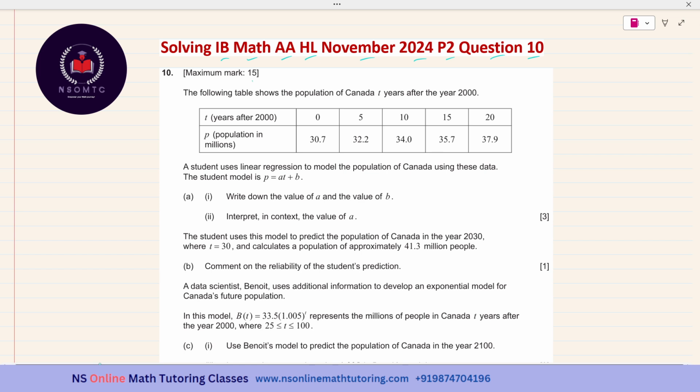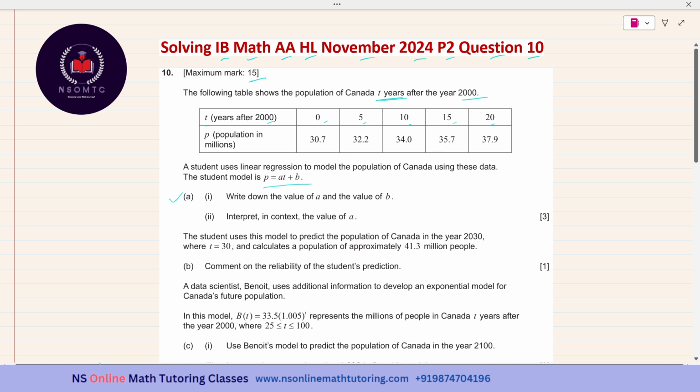The maximum mark is 15. It says the following table shows the population of Canada T years after 2000. You have 0 years after 2000, 5 years, 10 years, 15 years, and 20 years after 2000. And P is the population in millions, 30.7, and these are the 5 values given. A student uses linear regression to model the population of Canada using these data. The student model is given by the regression equation P equals AT plus B.